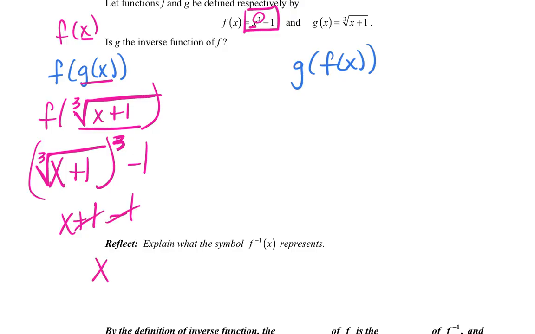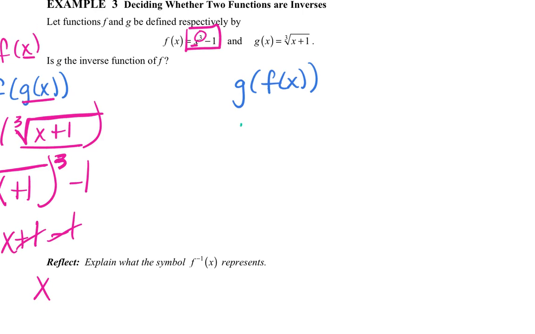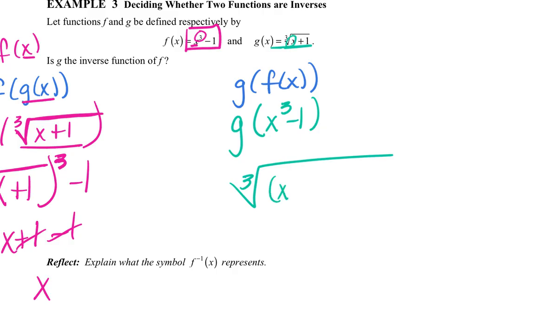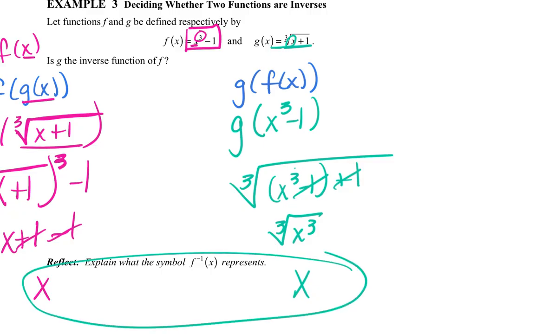So now I'm going to do the same thing over here. Now I'm going to do g, and I'm going to replace x with x cubed minus 1. So now I'm going to take my g function, which is the cube root. I'm going to replace x with x cubed minus 1, then plus 1. So I have x cubed minus 1 plus 1, so these will cancel. Now I have the cube root of x cubed. Those cancel each other out, so we get x. So since we have the same answer in the end, that means they are inverses of each other.